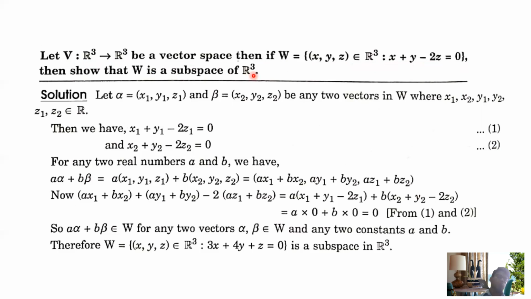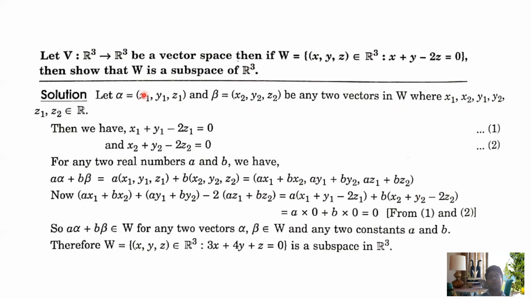So already you know there are two conditions: either alpha, beta belongs to W, then A alpha belongs to W. Otherwise you can say A alpha plus B beta. We want to apply the second one. Let alpha equals x1, y1, z1 and beta equals x2, y2, z2 be any two vectors in W, where x1, x2, y1, y2, z1, z2 belong to R.